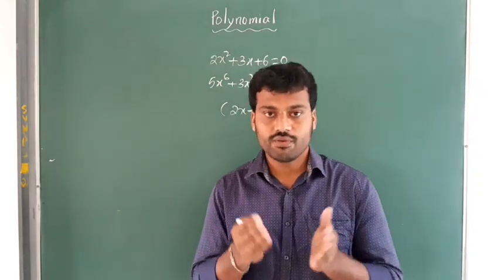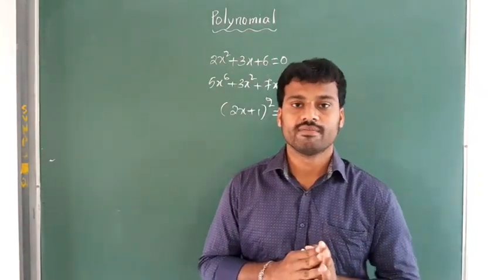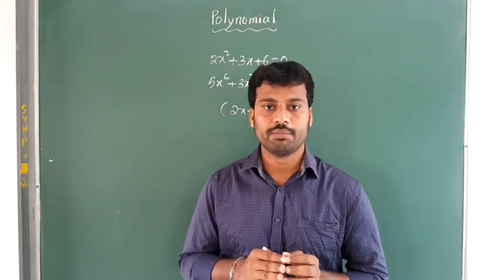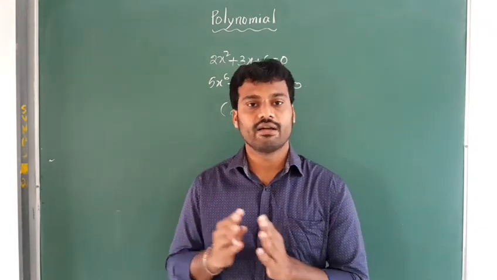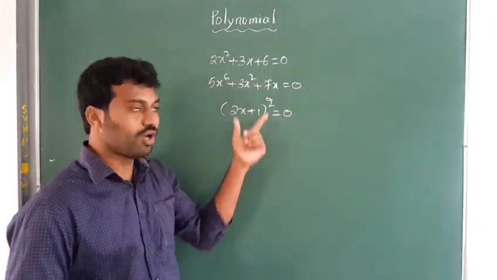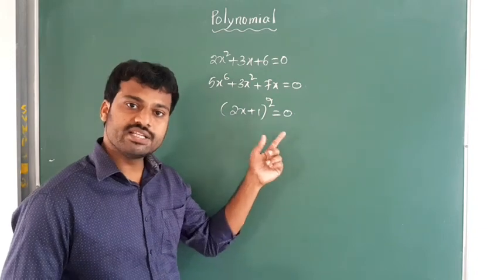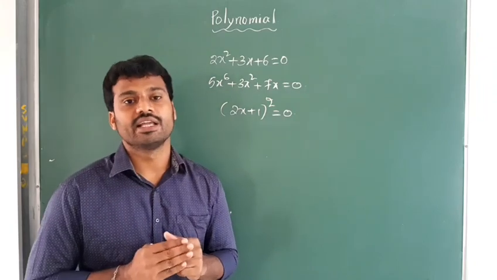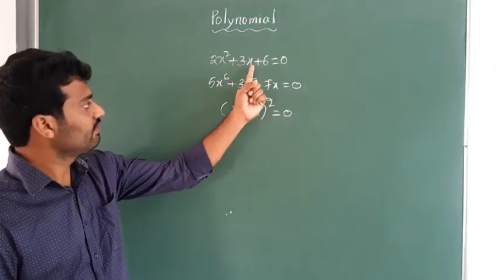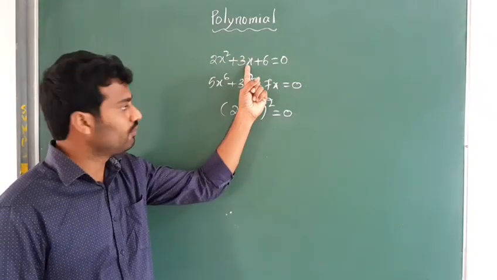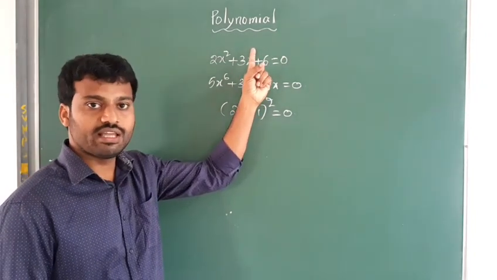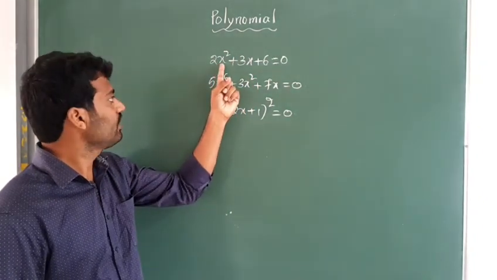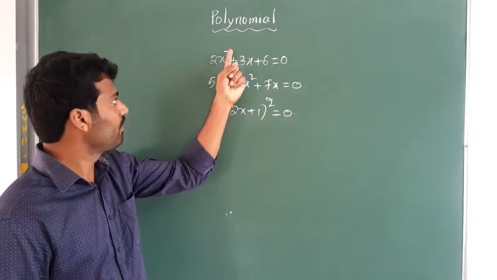Clear or not? If it is a polynomial, then obviously there will be a degree for that polynomial. First of all, what is the degree of a polynomial? Degree means the highest power of the variable in the polynomial. Here x is the variable, here x to the power of 1. Here also x is the variable, the power is 2.